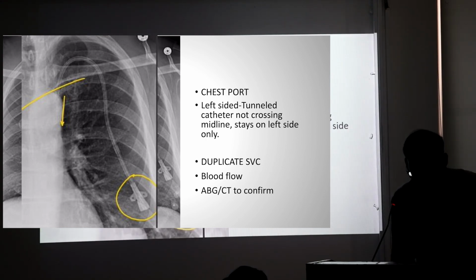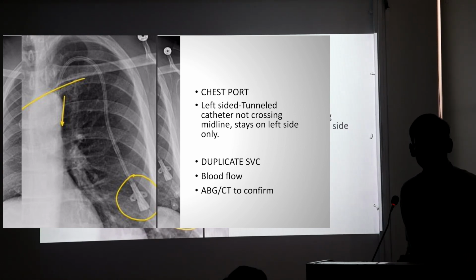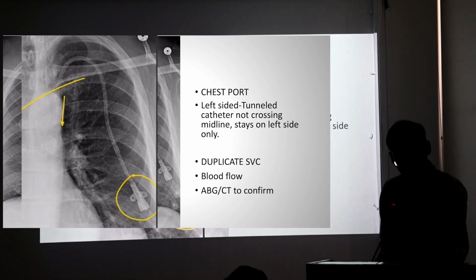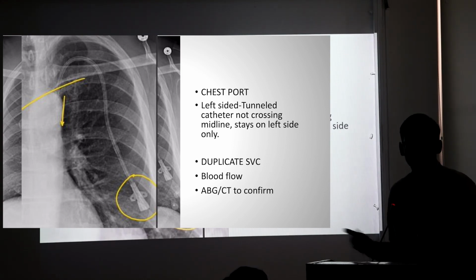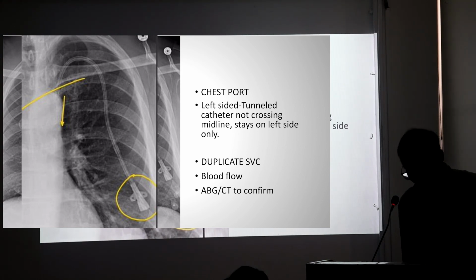So let me tell you, this was not in the arterial system. This was in the venous system only. So this patient had an anomaly. This patient also had a duplicate SVC on the left side. So this could look like we have done the central line in the arterial system, but this is the way we can confirm. Okay.